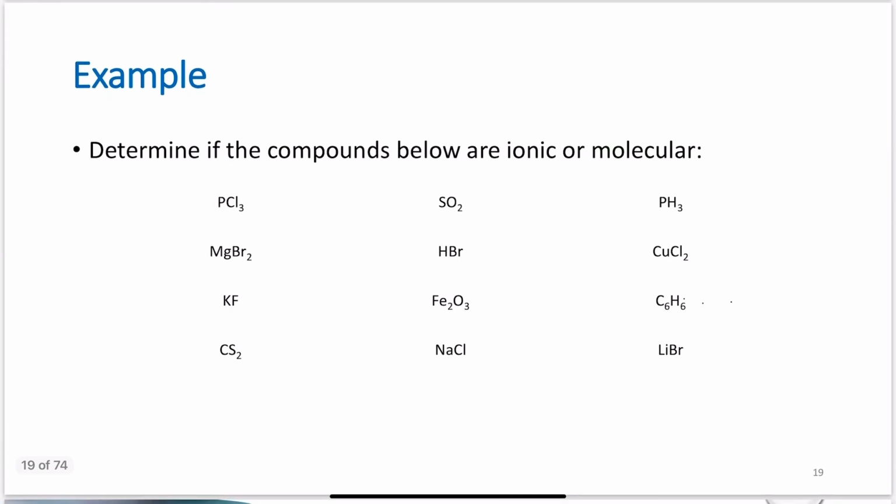So just really quick, let's go through an example to determine if the following compounds are ionic or molecular. Because the first thing you need to do, when you do these yourselves, is identify: are these all nonmetals, or is this nonmetal metal?